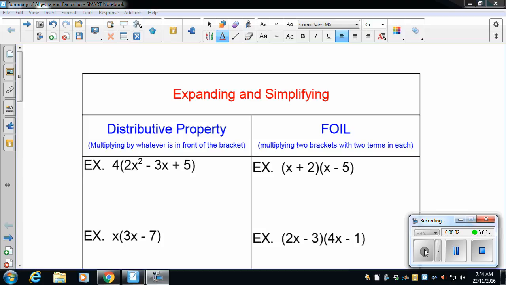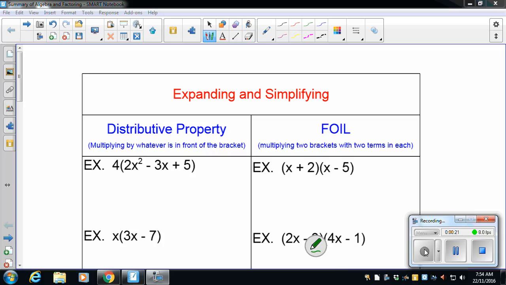Okay, we've been doing a bunch of algebra and factoring. I think it's time to take a look at a bit of a review so we can put everything together. So we started out with some expanding and simplifying, and I've set it up in a little table here so it's all together. We have the distributive property and we have FOIL for expanding and simplifying.